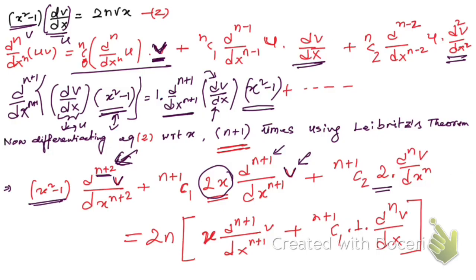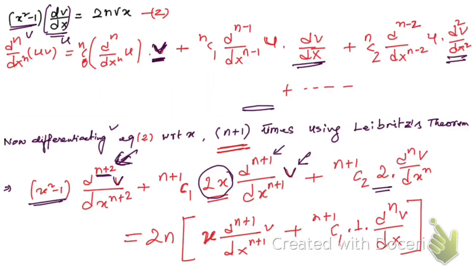Okay, understood? And in the next part, right hand side, let me clean these things. Now you see, right hand side, if you differentiate 2n vx n plus 1 times, if you take the derivative of this part of order n plus 1, then what happens here? Here also we're going to apply the same formula, Leibniz theorem, right?